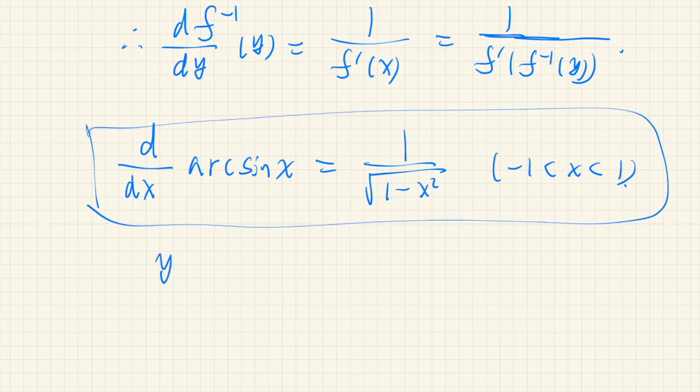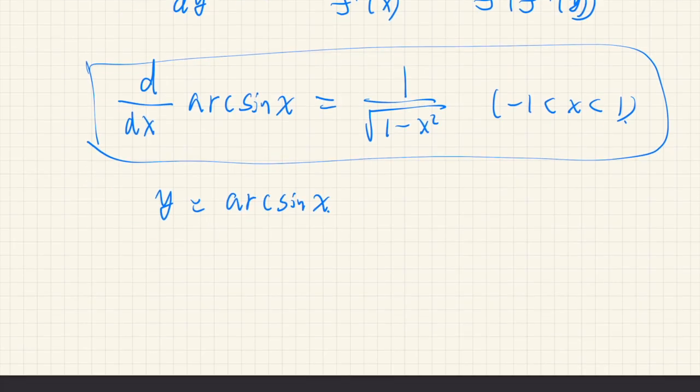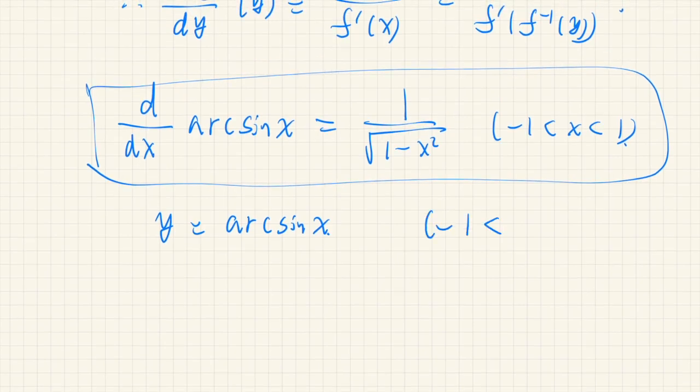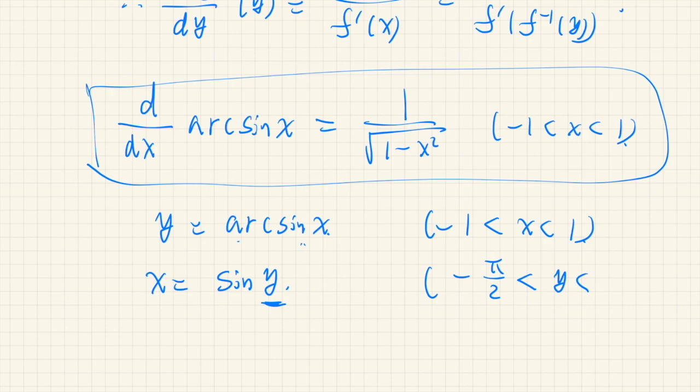First of all, let's put y equals arcsine x, where x is between -1 and 1, and arcsine by definition is the inverse of the sine function, so we have x equals sine y, and here y, the domain of the sine function, is between -π/2 and +π/2. So that is -π/2 ≤ y ≤ +π/2.